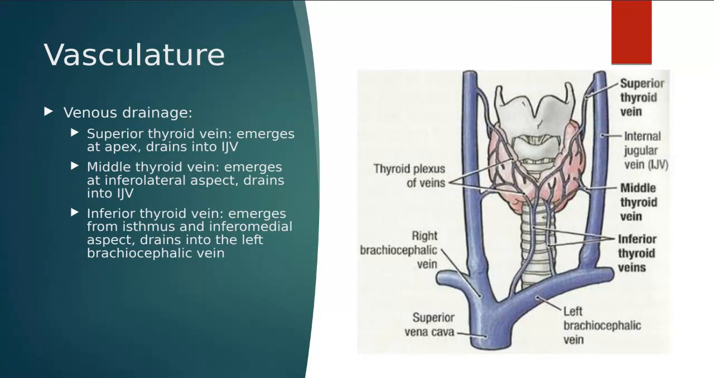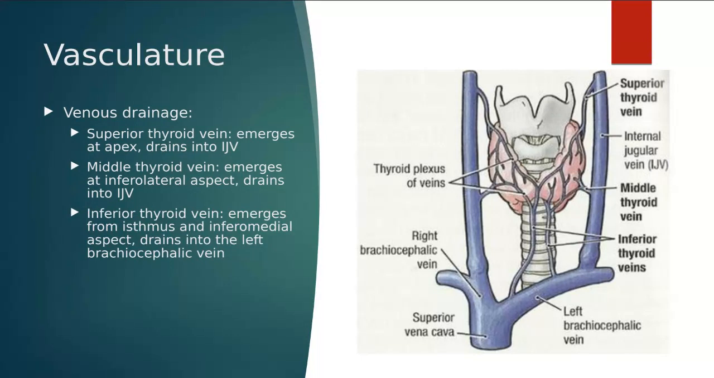The superior thyroid vein is going to drain the top half of the thyroid. Just like the superior thyroid artery supplied it, the superior thyroid vein is going to drain it. So all of those little venules are going to join together and merge to form the superior thyroid vein. That vein is going to drain directly into our internal jugular vein, that main vein that travels down from our brain to our heart.